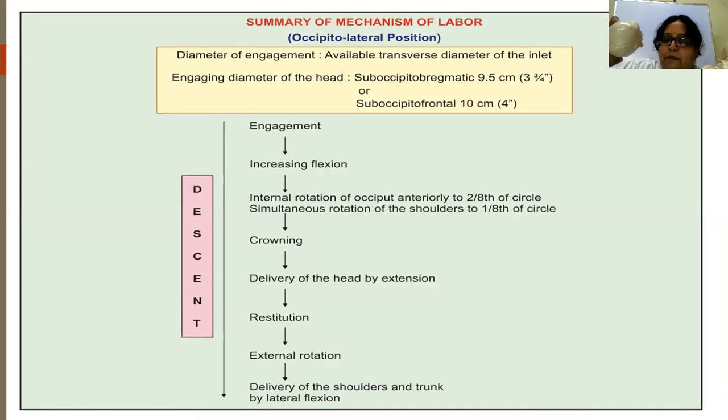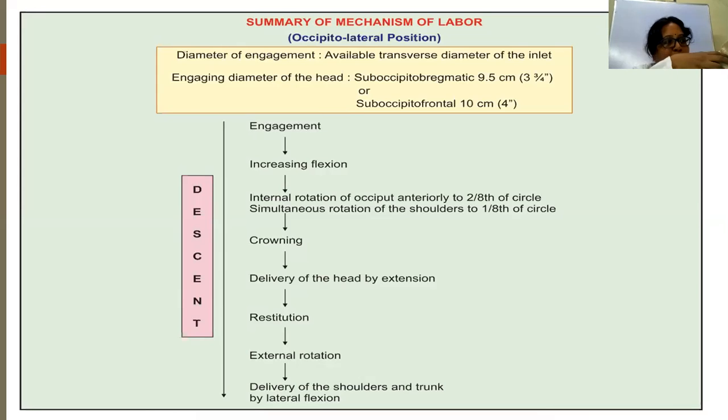This is the suboccipito-bregmatic diameter, which I am holding, from the anterior fontanelle to below the occiput. This is the suboccipito-bregmatic diameter. So usually in occipito-anterior, the head will engage like this.